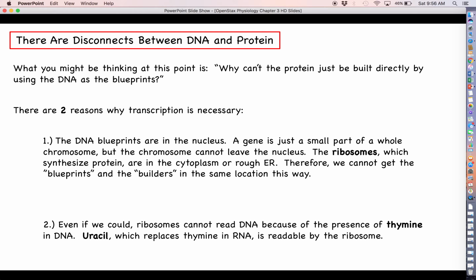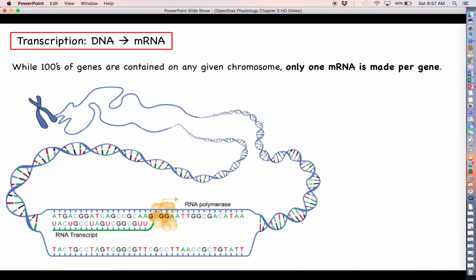So these two issues that we bring up here are completely solvable by just having the process of transcription, making a copy or a transcript of that particular DNA gene, making the messenger RNA. We can get the messenger RNA out of the nucleus to the ribosome, and then once we do that, the ribosome can read it.